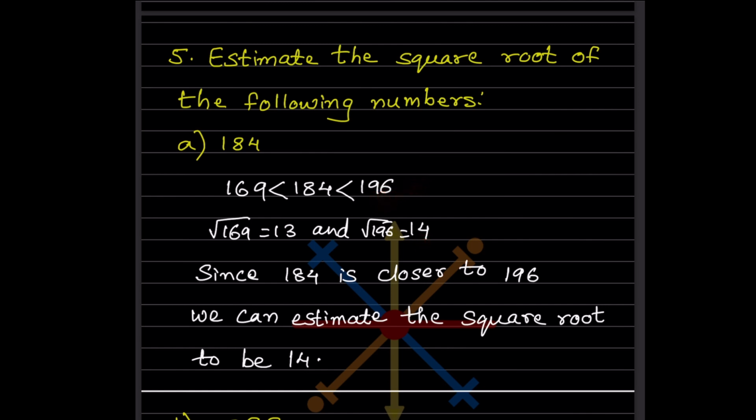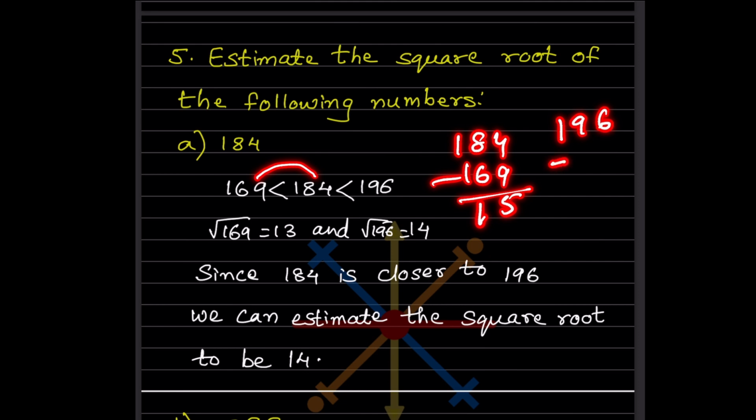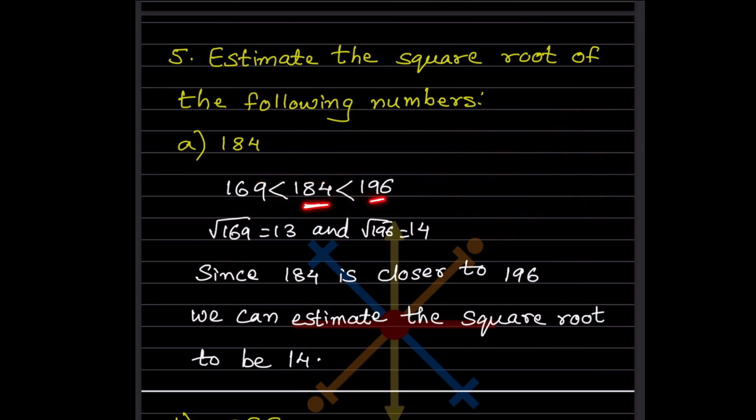So what we can see from here, when you subtract this one, 184 minus 169, what do you get here? 15. And when we subtract 196 minus 184, sorry, this is 12. So we can say this is 12 and this is 15. So what we can say here is that 184 is closer, because here the difference is just 12 and here the difference is 15. So 184 is closer to 196.